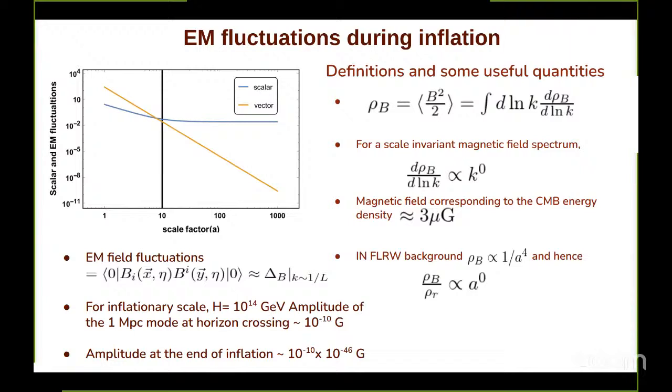So when do I get the scale invariant magnetic power spectra? Is there any condition to get this?